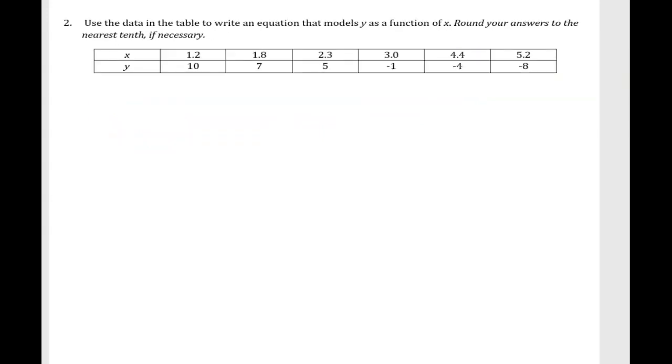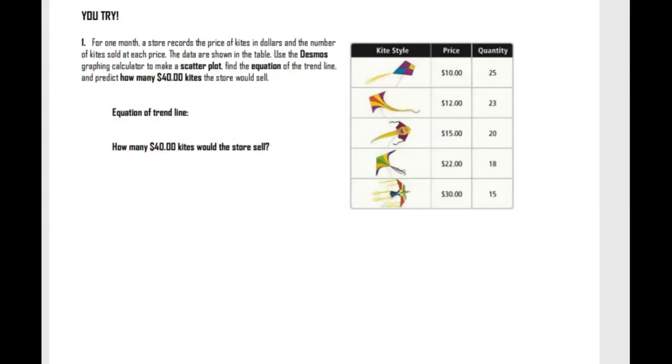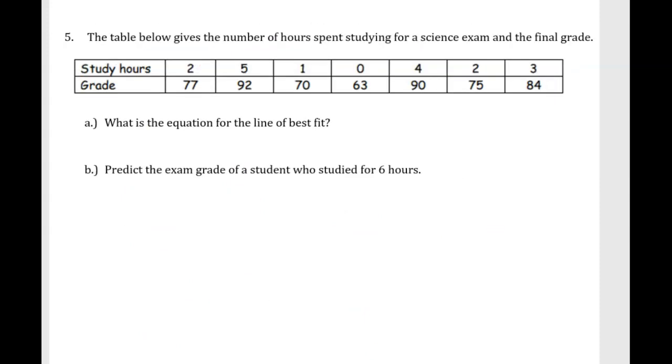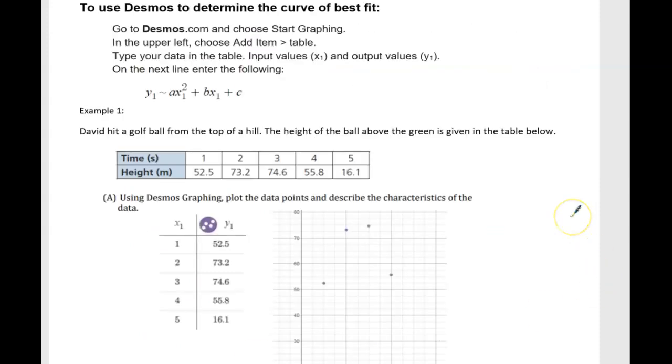I've got a number of examples here for you to try. You can try 2, you can try 3. This second one, you can predict how much a $40 kite would be. So you're going to let your x be 40 and figure out what the quantity is after you get the equation of your trend line, or your line of best fit. But for purposes of time, I want you to go to the key and check the answers there.